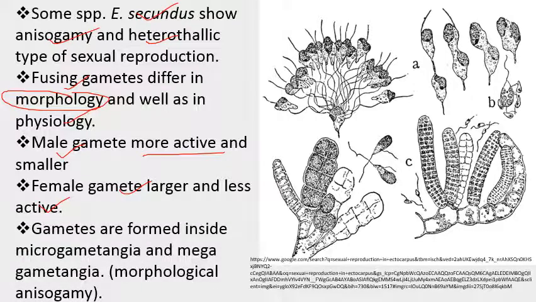And the male gamete is produced inside the microgametangia, while the female gamete is produced inside a larger gametangium, which is known as the megagametangia, and this is known as morphological anisogamy.